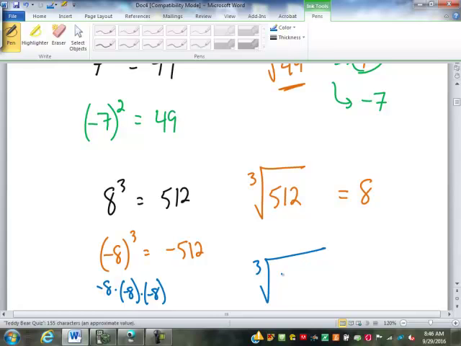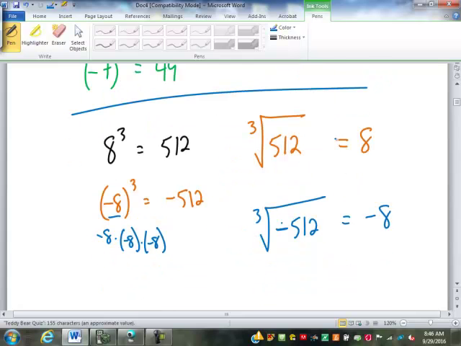Yes. Can I do a third root of negative 512? Yeah, we just saw negative 8 to the third power is negative 512. The third root of negative 512 is negative 8. But if I look back up here, could I do a square root of negative 49? Is there any number that I can square and get a negative 49? No.